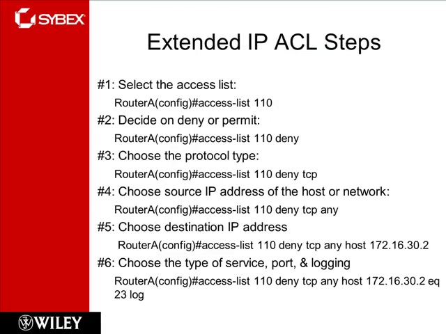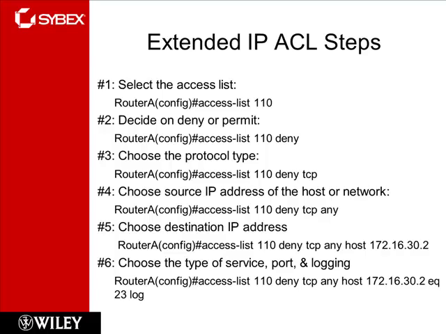Select an access list, router A, access list 110. Decide on a deny or permit: access list 110 deny. And then you have to say what protocol to deny. If you go through these and use the question marks, it'll tell you what you've got to put in here. The protocol is typically going to be TCP or IP, UDP maybe, ICMP. IP, TCP, UDP, and ICMP are really the ones that we're going to use. ICMP is for the ping stuff and the ICMP messages.